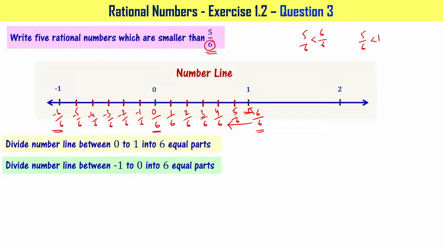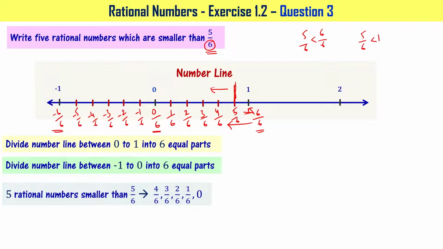Now, what you can see is, if I say that I want numbers smaller than 5 by 6, I can take any of these numbers on the left hand side of 5 by 6, right? So we can write 5 rational numbers which are smaller than 5 by 6 from this list. Let me write that. 5 rational numbers which are smaller than 5 by 6 are 4 by 6, 3 by 6, 2 by 6, 1 by 6, and 0.